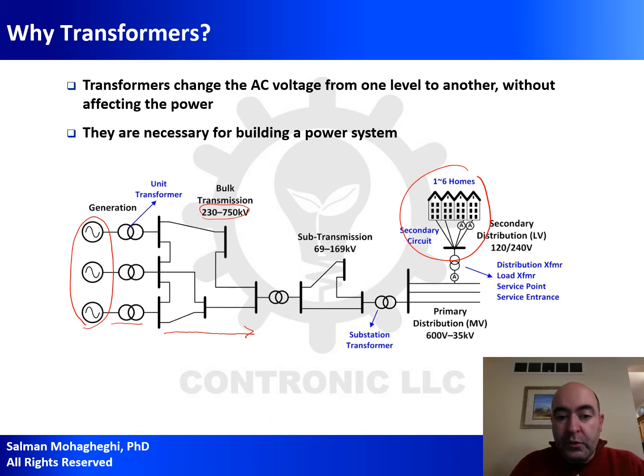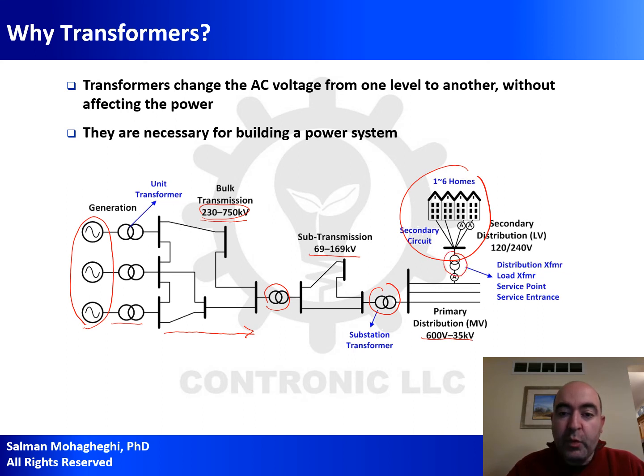So the first thing you do, you use a transformer to step down the voltage from transmission level to sub-transmission. So essentially, from 230 to 750, you come down to 69 kV to 169 kV. You bring that power closer to the load area. As you get even closer, you use another transformer, which is going to be your substation transformer for the distribution level. Here, you lower the voltage from sub-transmission level to something in the range of 600 volts to 35 kV, 35,000 volts.